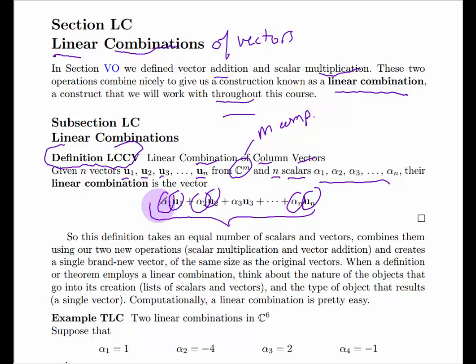Now notice that a multiple of a vector is still a vector. So this is a vector, this is a vector, this is a vector. You're summing vectors. This is a vector. You're just adding them together. You're just combining them.